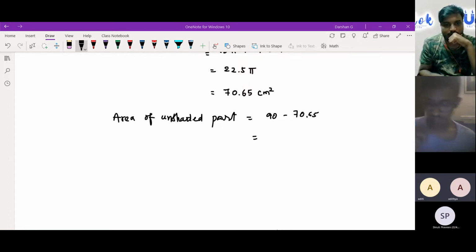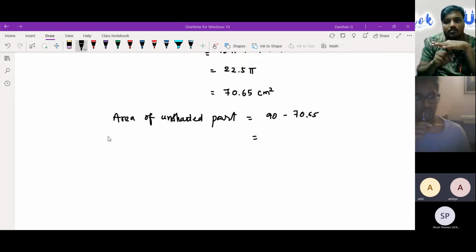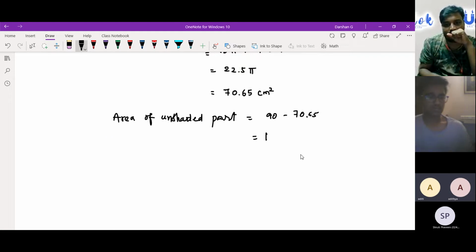So yeah, 2 people have told the answer. Other 2, please try. Don't worry about the speed, but the point is accuracy is important. Try and get the same answer. That is 19.35 centimeters.